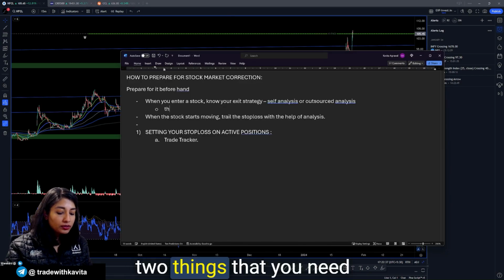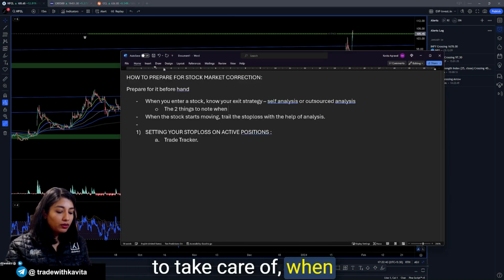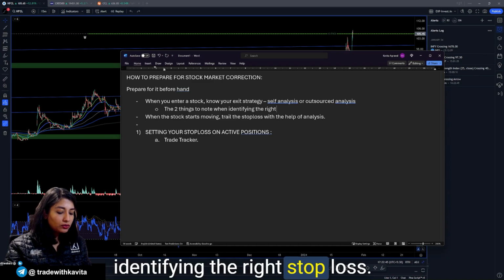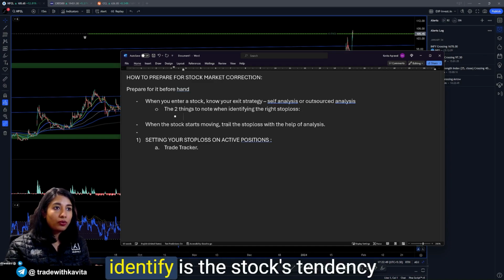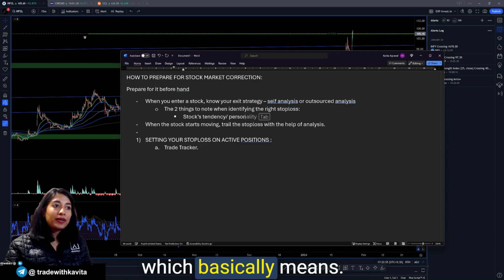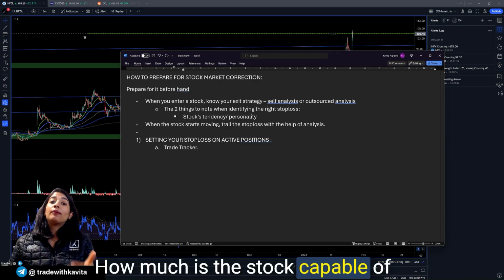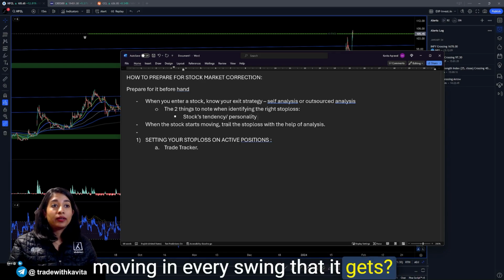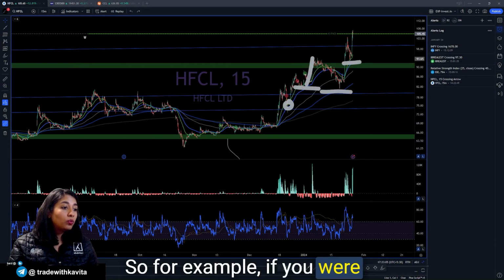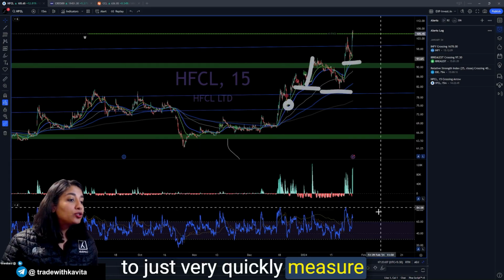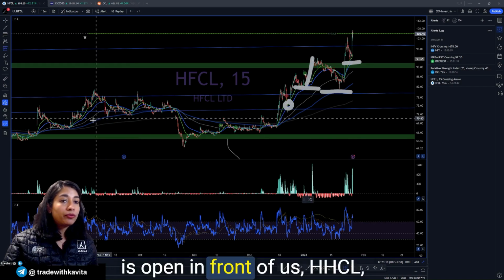The two things that you need to take care of when identifying the right stop loss. The first thing that you need to identify is the stock's tendency, or what I call the personality, which basically means how much the stock is capable of moving in every swing that it gives. So for example, if you were to just very quickly measure the swings of this stock that is open in front of us, HFCL.